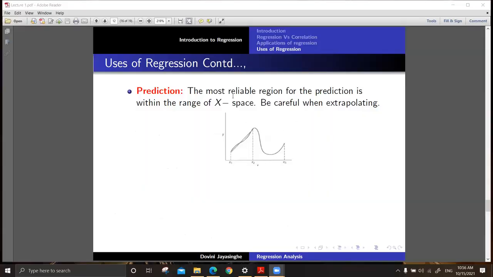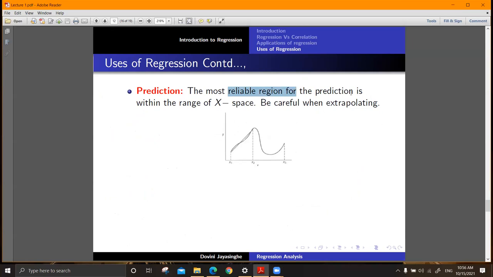So that is what we say here. The most reliable region for prediction is within the range of X, between the smallest data point that you have in your data set and the largest data point that you have in your data set, right? X space. Be careful when extrapolating. You can do it, but be careful.